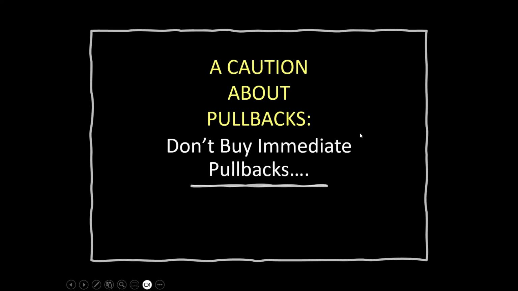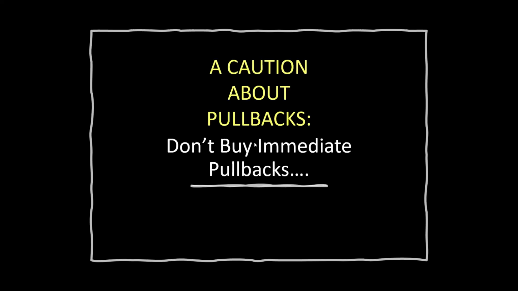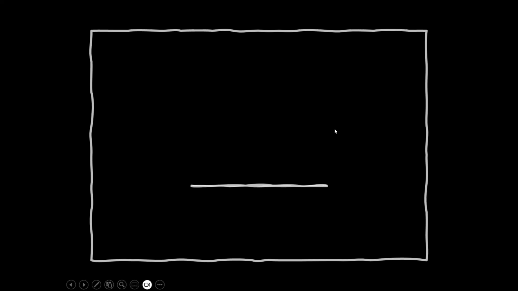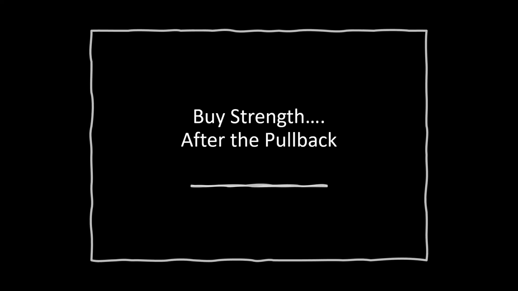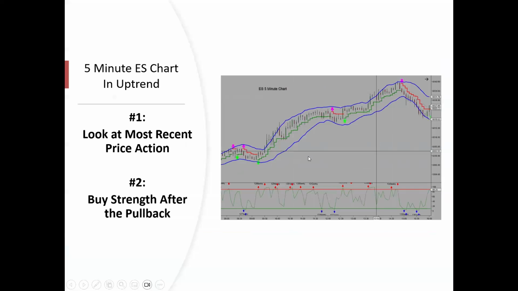All right, so let's elaborate a little bit on buying pullbacks. We'll just show you some chart examples. All right, so on a pullback, we want to see strength after the pullbacks. Same thing applies even if you're trading stocks. Look for pullbacks, look for strength in your stock before you get back into a long position. So you want to buy strength after the pullback and sell weakness after the pullback.